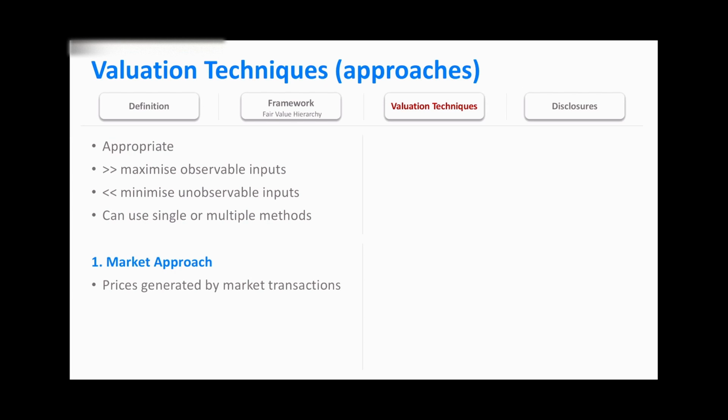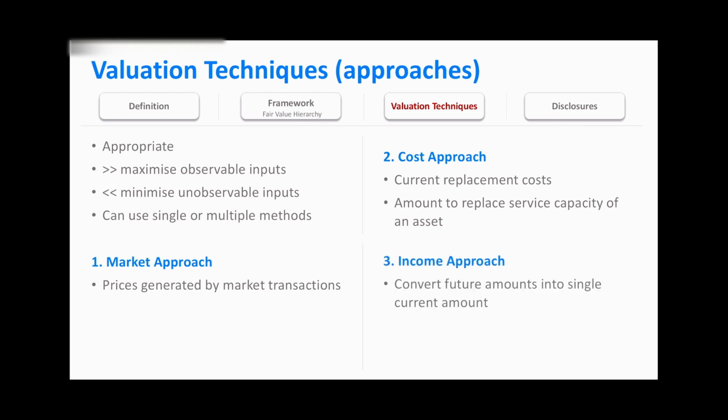The first one is the market approach. This is where the market prices or relevant information generated by market transactions are used to determine the value of an asset. The next one is the cost approach. This is where fair value reflects the amount that will be required to replace the service capacity of an asset. In simple terms, this is the replacement cost. And finally, the income approach. This is where future cash flows or income or cost are discounted into a single value that represents the current market expectations.